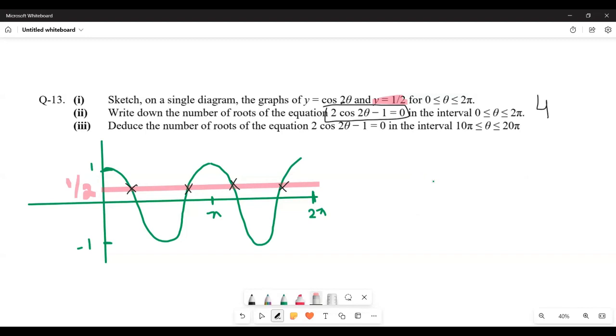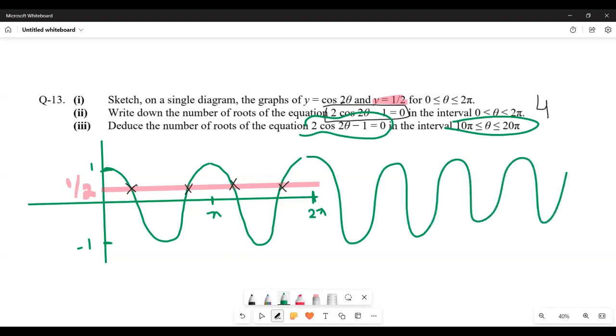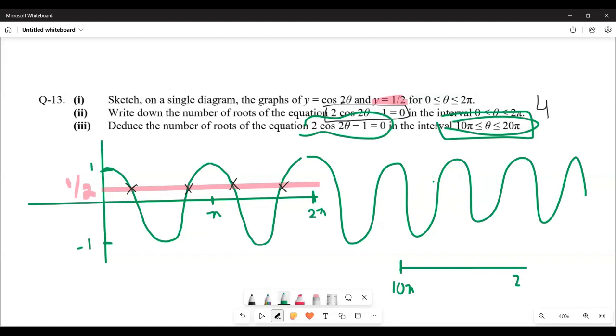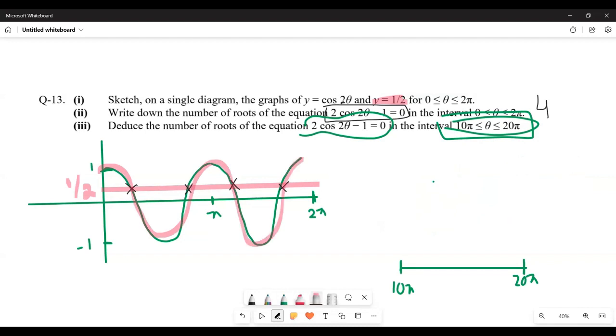No. Okay, now they're asking how many solutions of the same equation exist in this interval. Now this graph keeps going on and on. So they're asking for this interval between 10 pi and 20 pi, how many roots exist? Let's say we have 10 pi here, and 20 pi. First, we have to figure out how many such curves we would get between 10 pi and 20 pi.